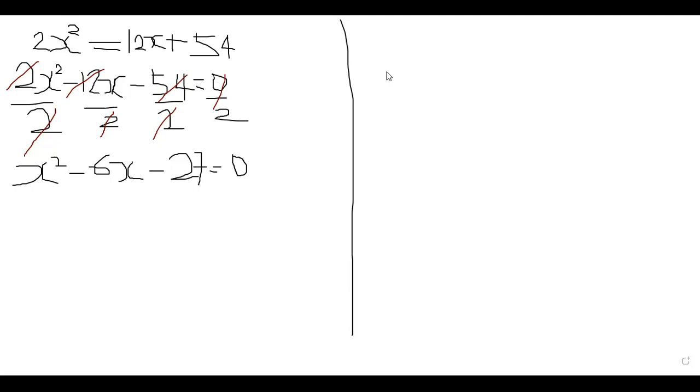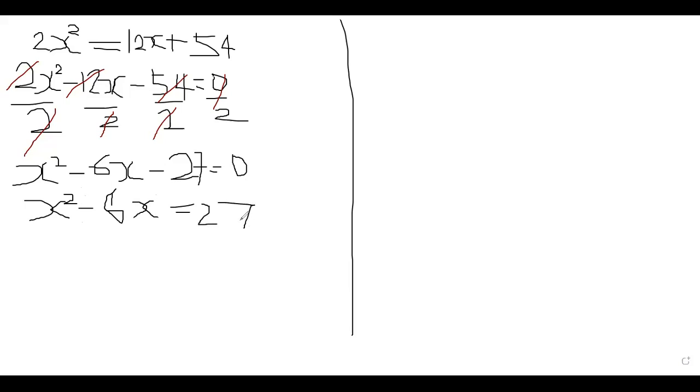Amoyin, what's the next thing to do? Take 27 to the other side. Okay, carry it over. Take minus 27 to the other side. Thank you very much. So that'll be x squared minus 6x equals to what? 27.